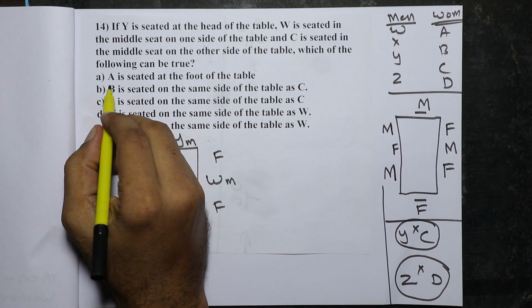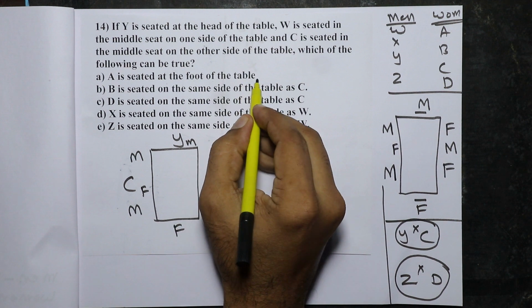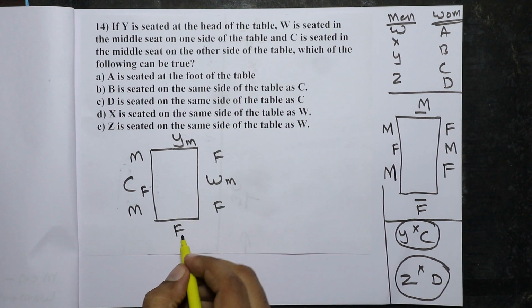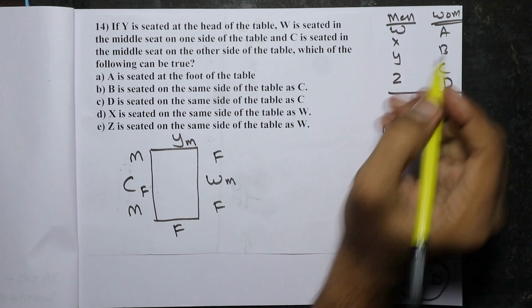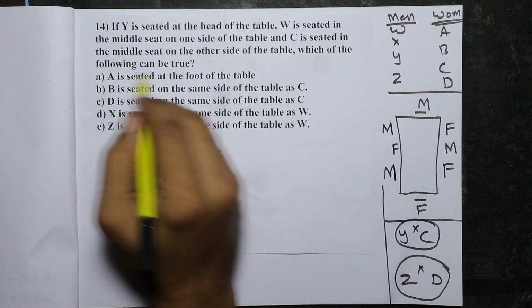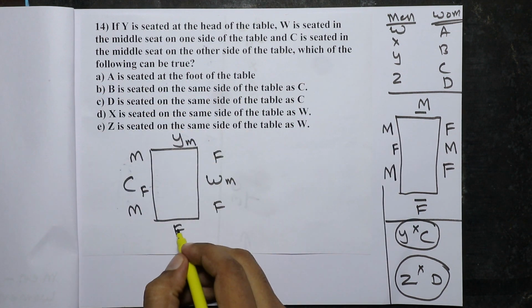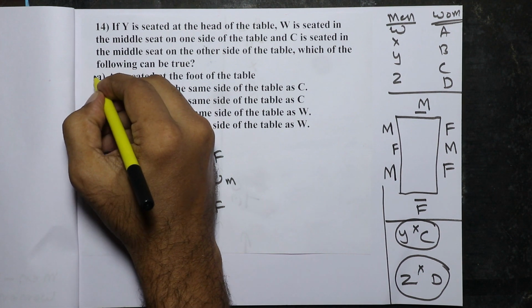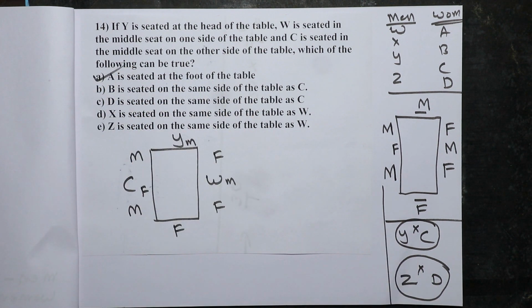Look at option A. A is seated at the foot of the table. At the foot of the table there should be a female. And A is female. So A can be here. So this can be true. Which of the following can be true? That is option A. That is A is seated at the foot of the table. That can be true. Hence option A is the right answer.